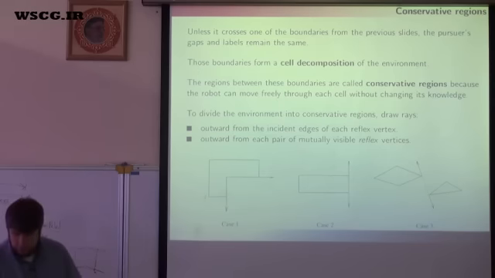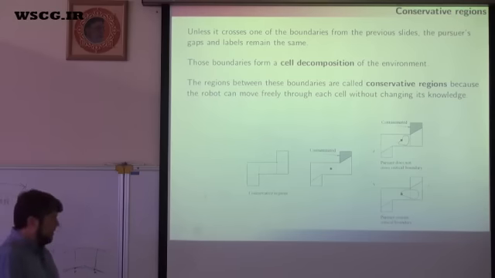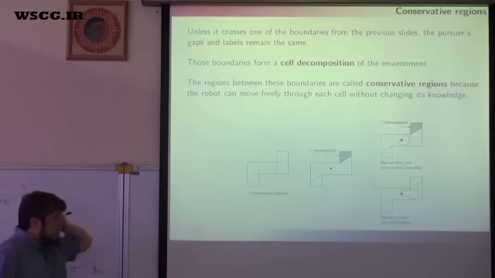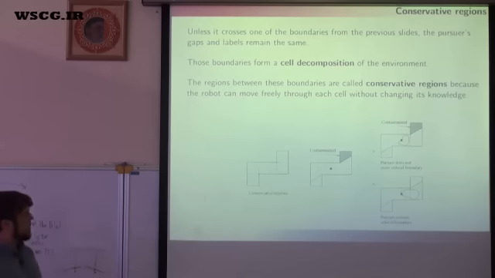Now, why are those cells useful? Here's the idea. I want to claim that each one of those cells is a conservative region. By conservative region, I mean that if a robot moves around within that cell, along some closed path starting at one point, staying within that cell, and going back to the starting point, the information available to the robot, the set of possible states for the evader, will be the same. In other words, unless I leave one of these cells, nothing interesting happens, right?